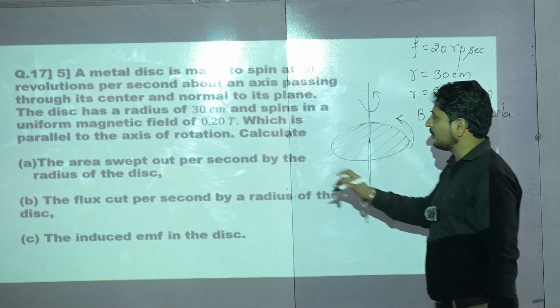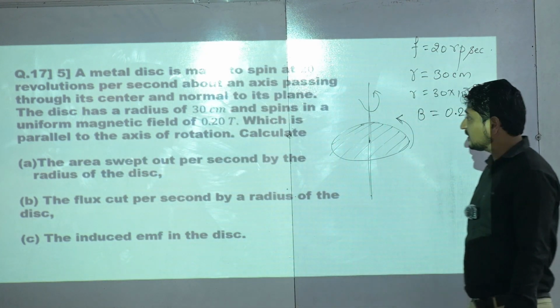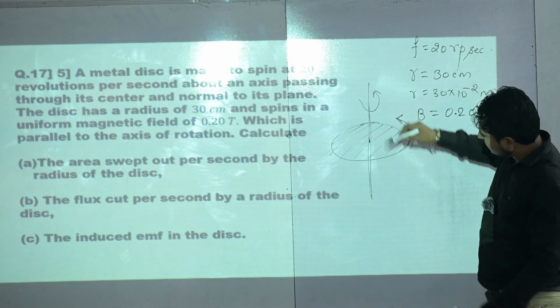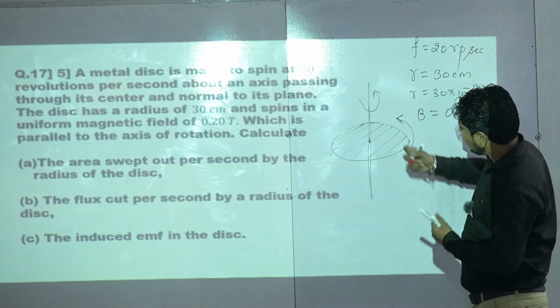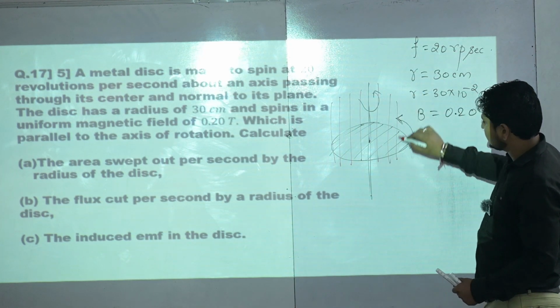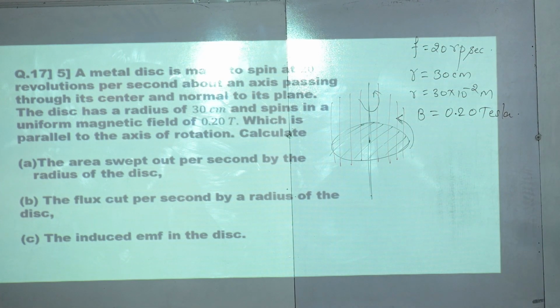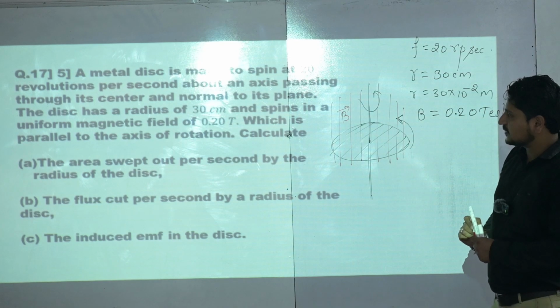So this is your magnetic field, which is parallel to the axis of rotation. That means this is the magnetic field which is parallel to the axis of rotation. So these are parallel. Clear? So this is the magnetic field. ये आपकी magnetic field है यहाँ, which is parallel to the axis of rotation.